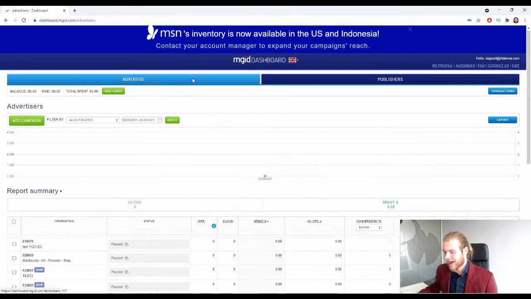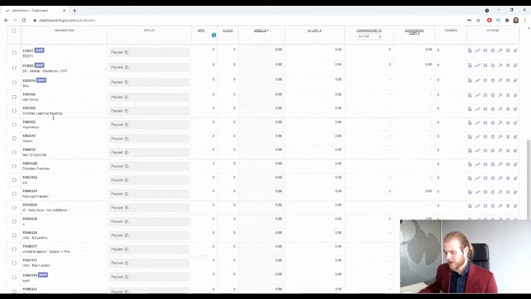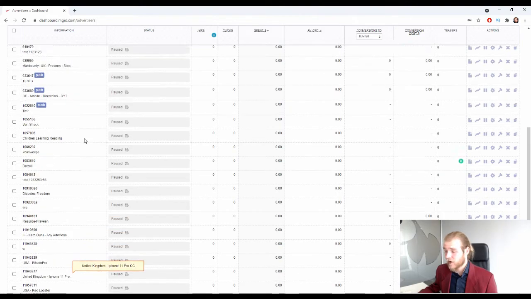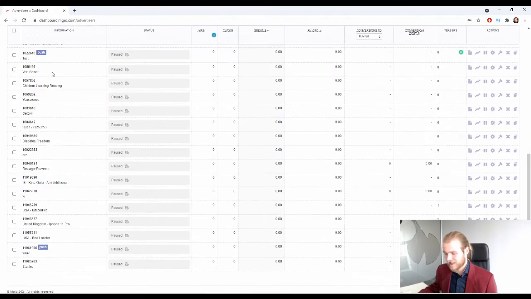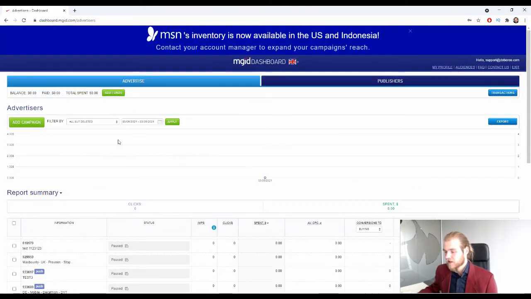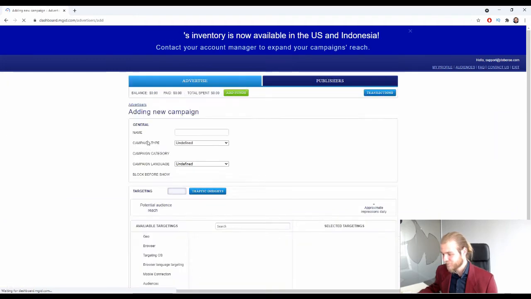So here we are at the dashboard, and at the dashboard we can see our campaigns, and it's very easy to distinguish the push campaigns right here, right? So the top 3 right here are push campaigns, as well as this one down here. So today we are going to create a new one. By the way, all the other campaigns, if it doesn't say push, it is automatically native. All right. So we're going to press new campaign, add campaign.